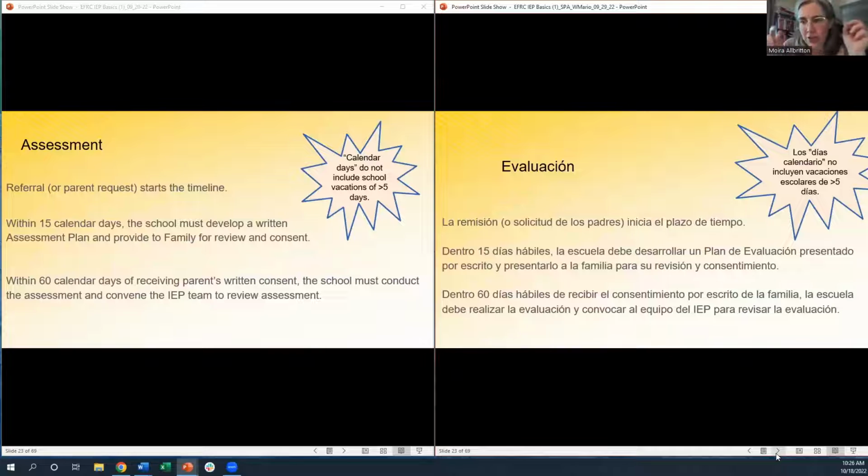When we say calendar days, so that's 60 calendar days or the 15 calendar days, if the school is on a vacation of more than 5 consecutive days, we stop counting. So requesting an assessment on June 2nd, it's not going to happen until we come back. Those calendar days are going to be very much interrupted. I think we can go to the next slide.